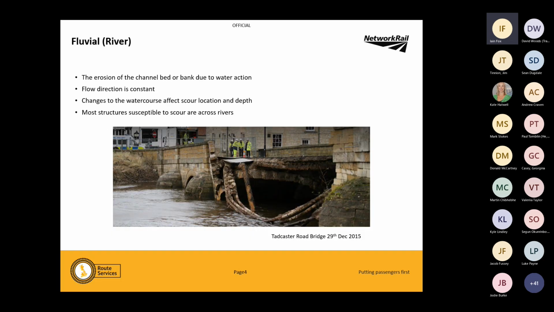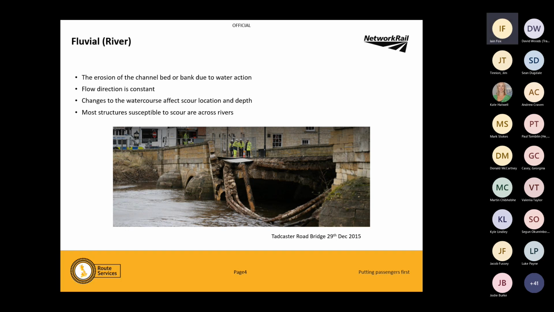So as I said, two types. The first and the main one that we look at is fluvial scour. That is the erosion of a riverbed. You've all seen it on the sides of rivers where the trees start to fall in and the outside of a bend starts to get wider and wider. The good thing about fluvial scour is the flow direction is always constant. The river flows in one direction. Tidal scour, obviously, is multiple directions, but fluvial scour is one direction.